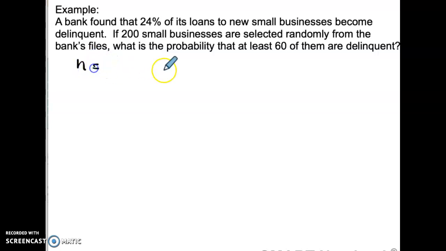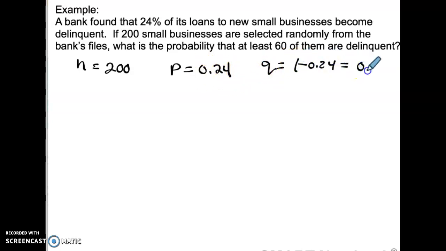So let's go through this. We need an N, we need a P, and we need a Q. So for N, there's 200. That's how many they're pulling. Being delinquent is considered to be a success. So that's 24%, or 0.24. And then our Q would be 1 minus 0.24, which is 0.76.